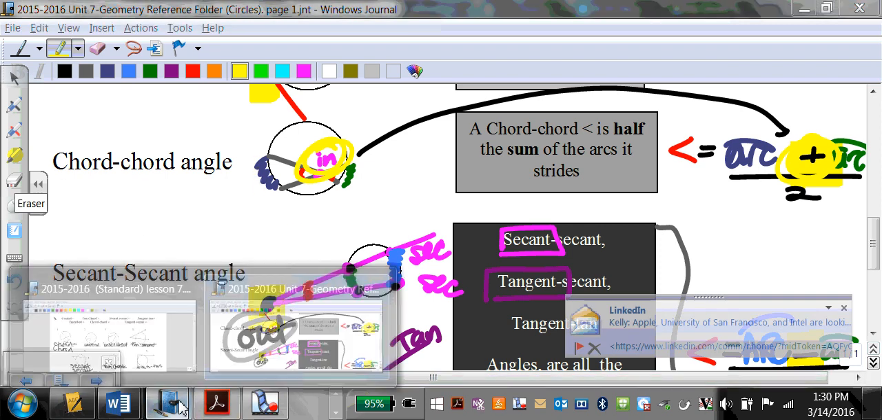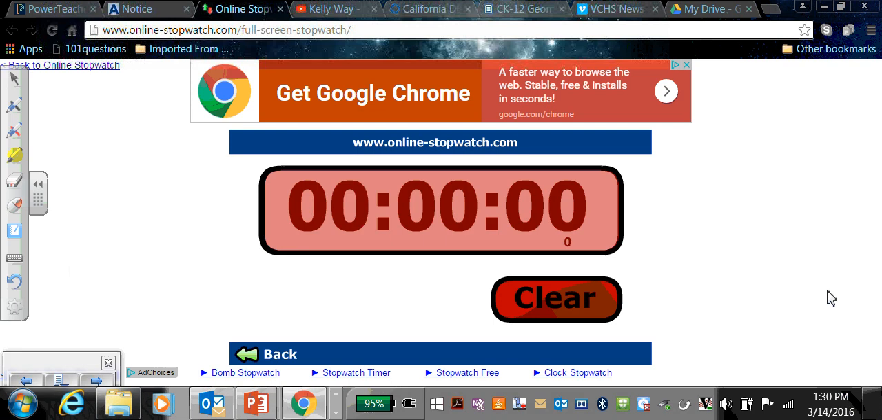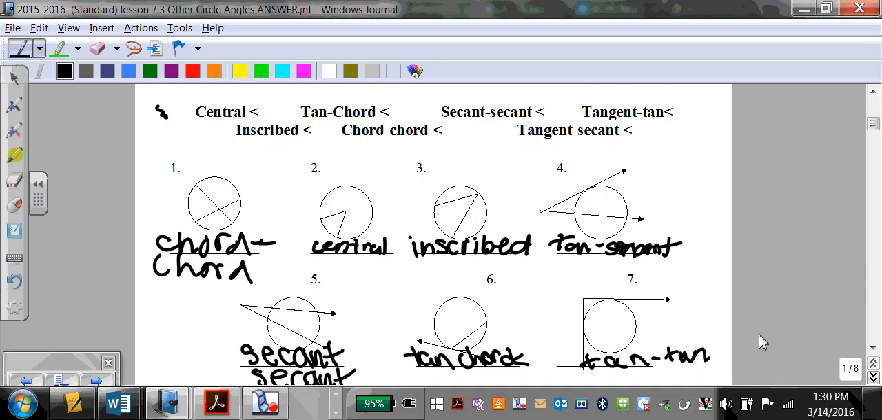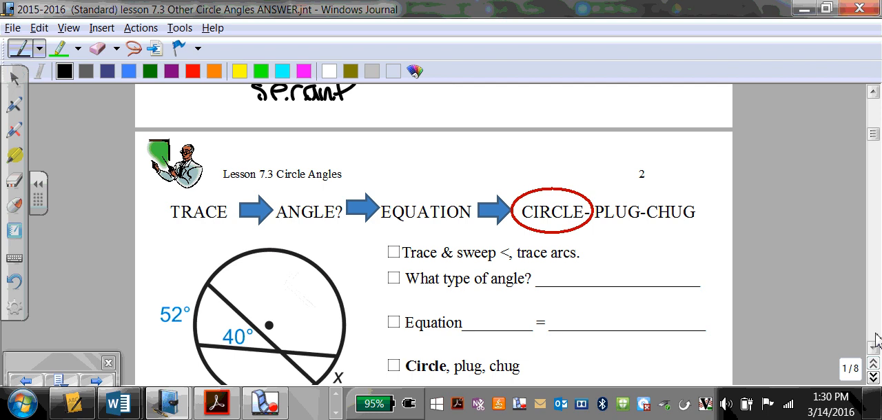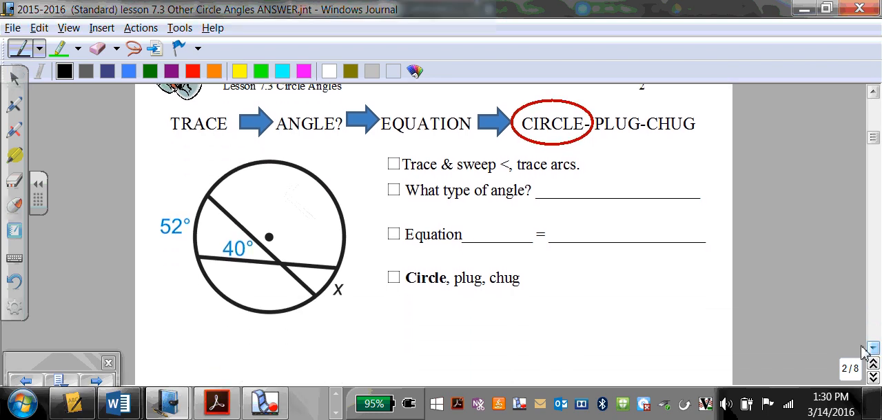Ready? We're going to do two problems together. Let's go to page 2. Well, no, actually, you have big packets today, because the copier decided to copy it that way. I thought I hit the 2-to-1. You guys aren't complaining, are you? No, I didn't think so. Trace angle equations.